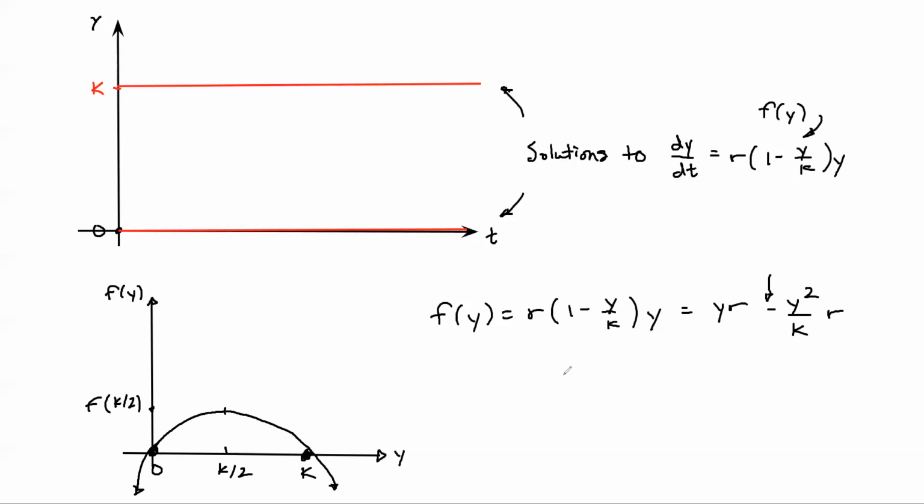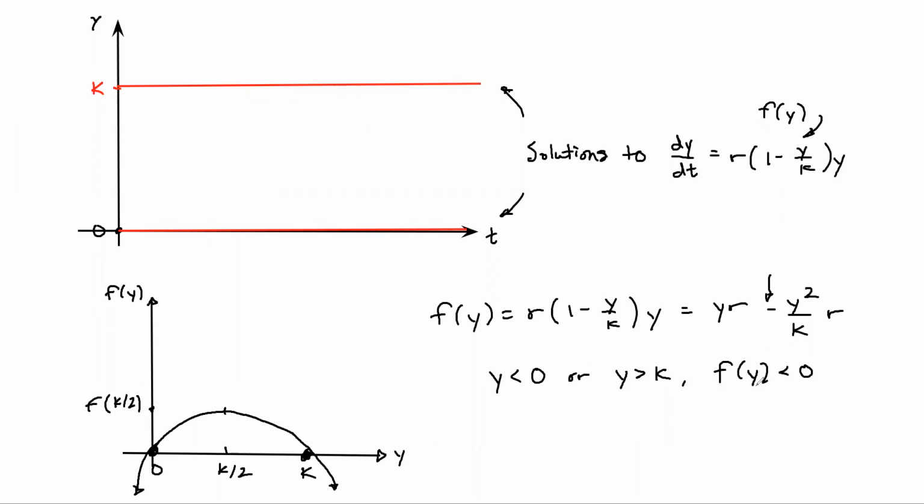All right. Well, it can tell us some stuff. It tells us that if we have y less than 0 or y greater than k, what happens? If y is less than 0 or y is greater than k, then f of y is less than 0, right? The output that you get for your function is going to be less than 0.